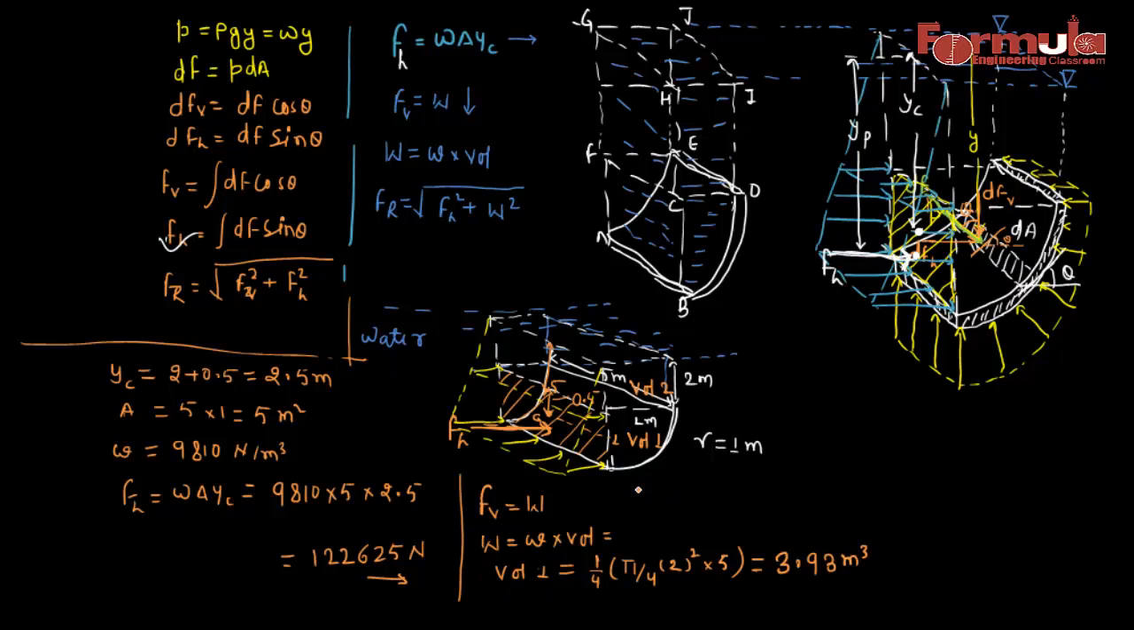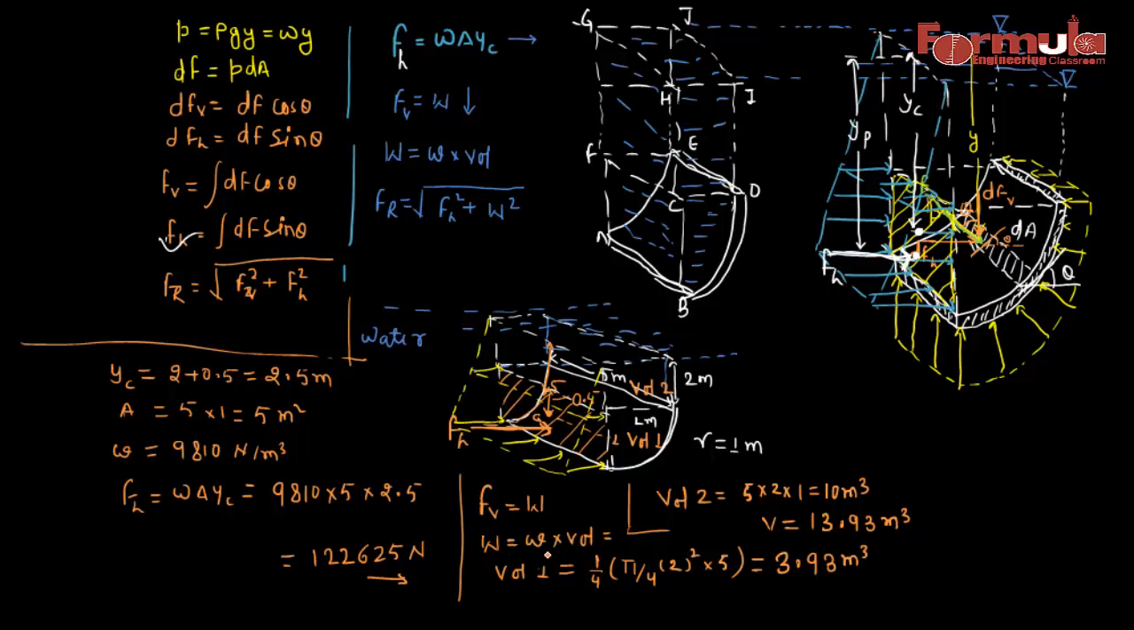What is our volume 2? Volume 2 is a rectangle. This is a block of water, so in this case the volume is going to be 5 into 2 into 1, which is 10 meter cube. So the total volume is going to be 10 plus this one, which is 13.93 meter cube. This is the volume.